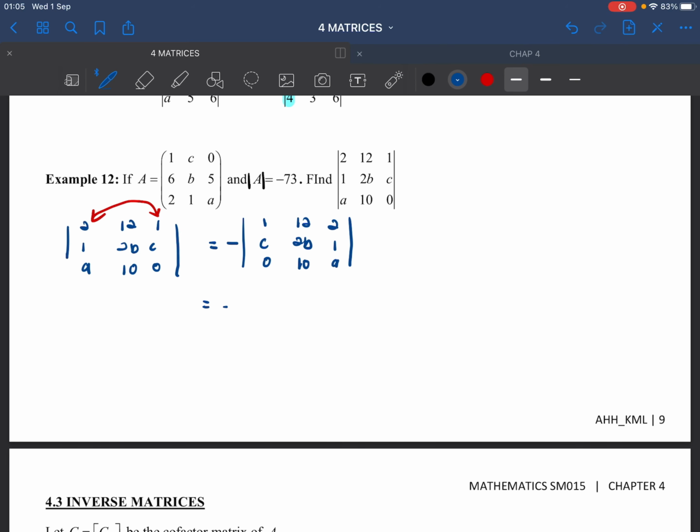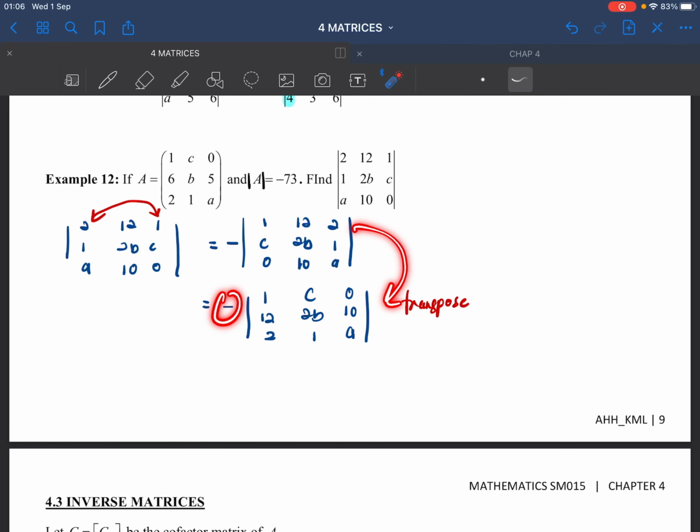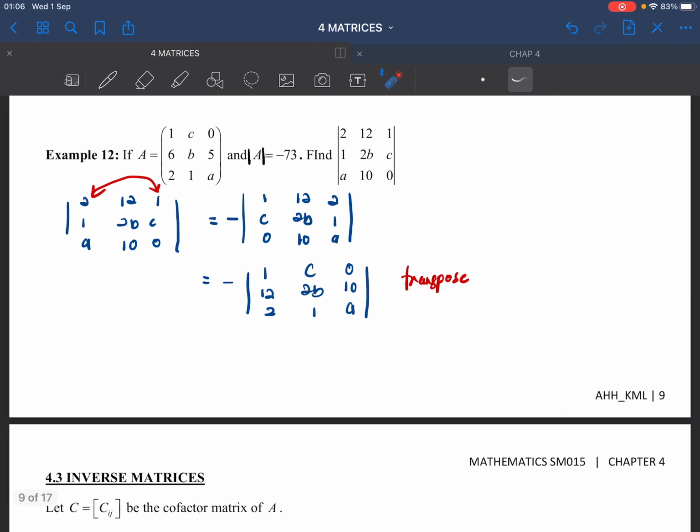So equals to negative. So kalau kita transpose ni 112 2 akan jadi dekat sini 112 2 C to B1 0 10 A. Okay, so kita transposekan. So determinant of A dengan determinant of A transpose sama. Okay, masih kekal. So ada negatif lagi, tak berubah. So now we almost there. 1C0 1C0 21A to 1A. So the difference here is 6B5 and 12 to B10.